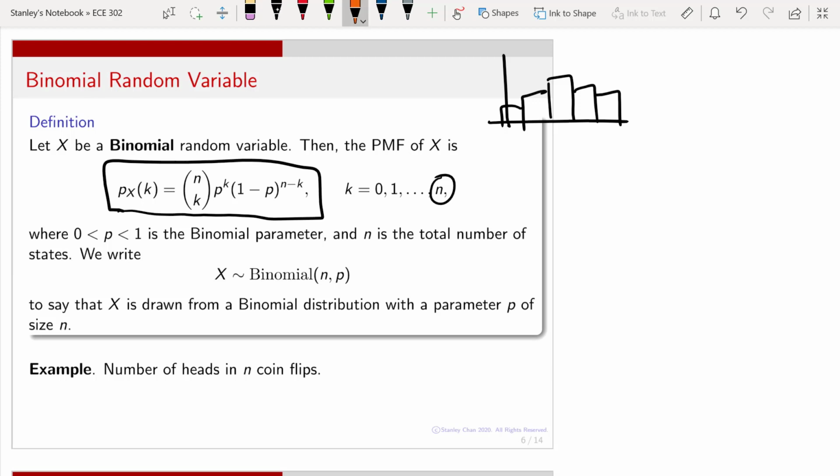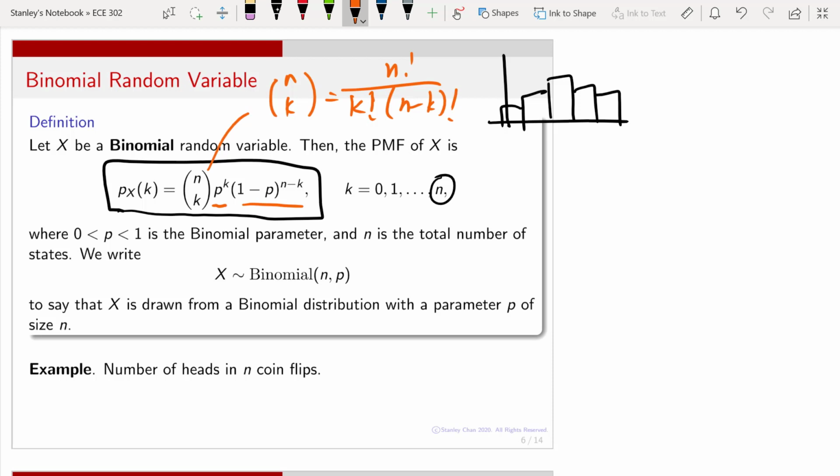And let me remind you, this n choose k is n factorial divided by k factorial and n minus k factorial. This k goes with p, and then this n minus k goes with 1 minus p. We will discuss the meaning of this expression shortly. But for the moment, let us also try to understand one notation.